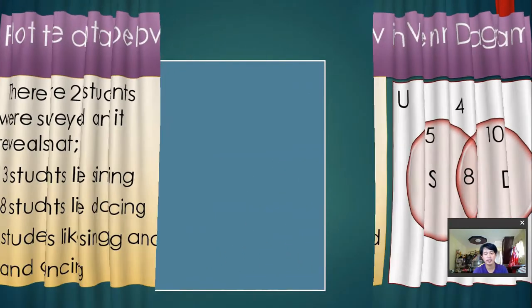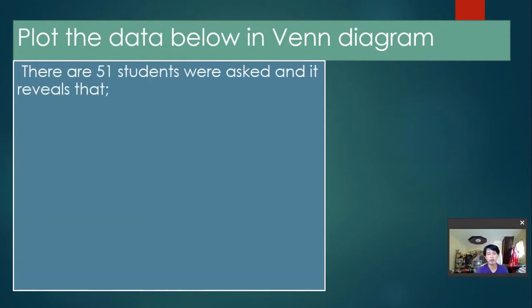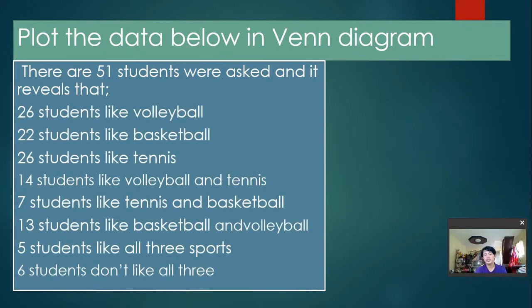Okay, here is the next example. Plot the data below in a Venn diagram. So here is the data. There are 51 students surveyed, and it reveals that 26 students like volleyball, 22 students like basketball, 26 students like tennis, 14 students like volleyball and tennis, 7 students like tennis and basketball, 13 students like basketball and volleyball, and 5 students like all 3 sports, and 6 students don't like any of the 3.